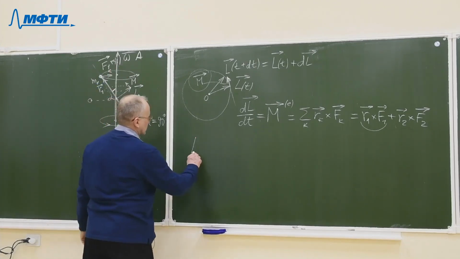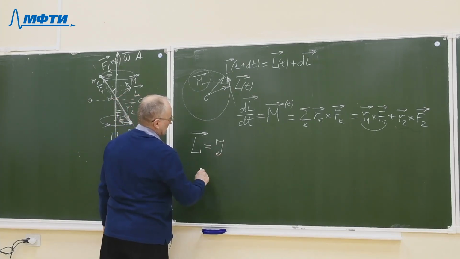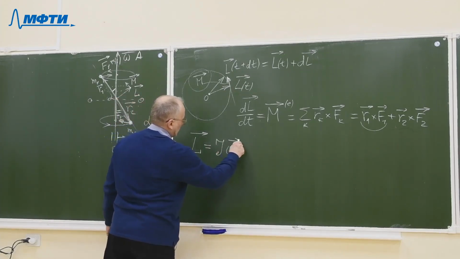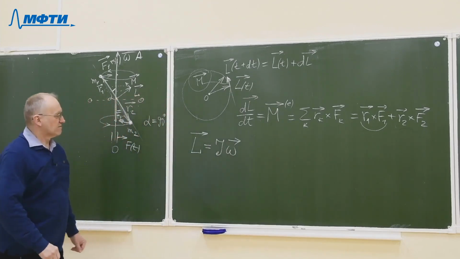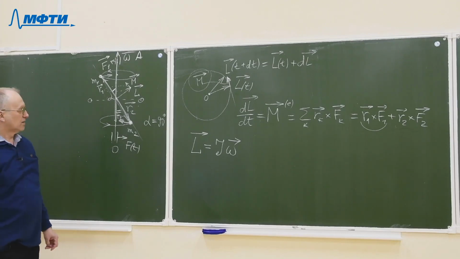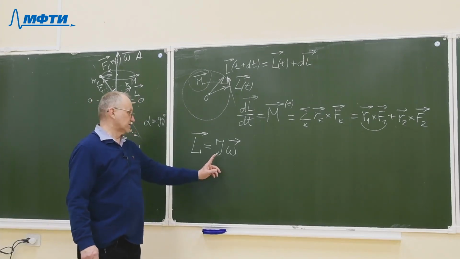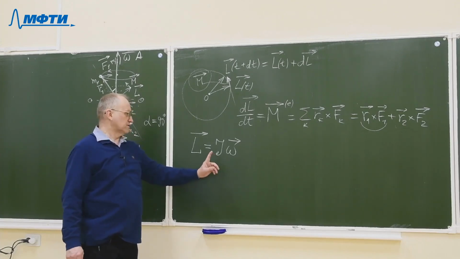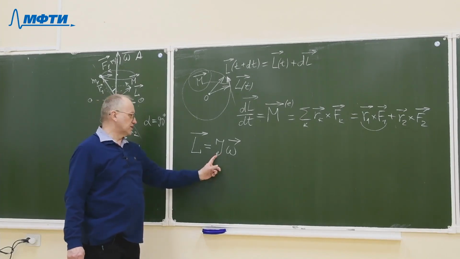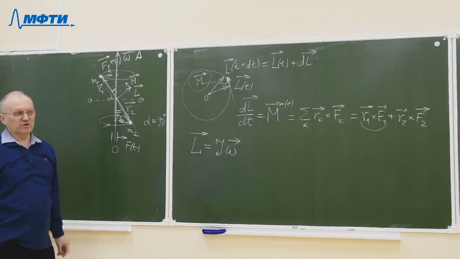And in this simple case of symmetrical distribution of masses, L will equal the moment of inertia and angular velocity. And moment of inertia, we know what it is. This is a scalar quantity. This is just a number which indicates the distribution of masses in some symmetrical body.